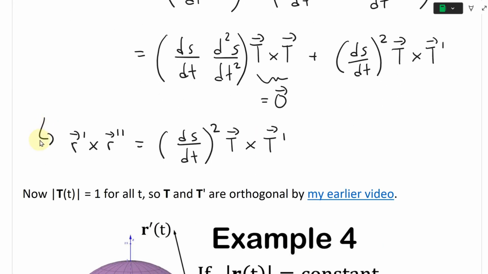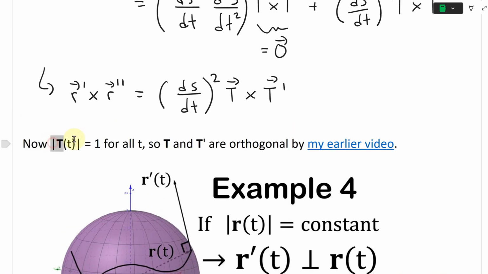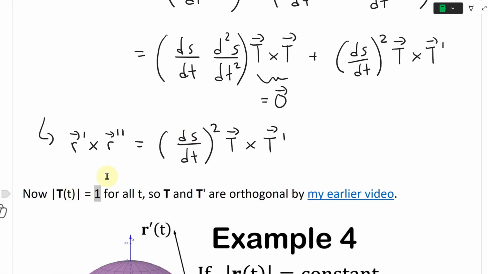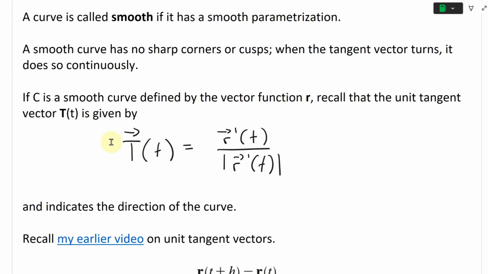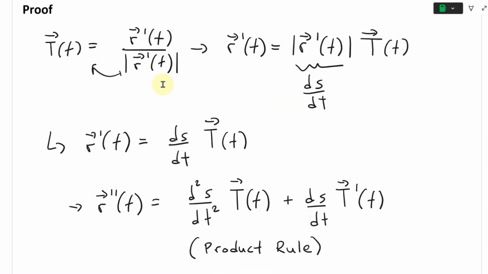All right, so now moving further. Recall that the length of the unit tangent vector is just 1, because you're dividing by the length of the derivative r prime of t. Recall the definition: the unit tangent vector is equal to the derivative r prime of t divided by the magnitude of itself. So you're always going to get unit length, equal to 1, because you're dividing by itself, the length.